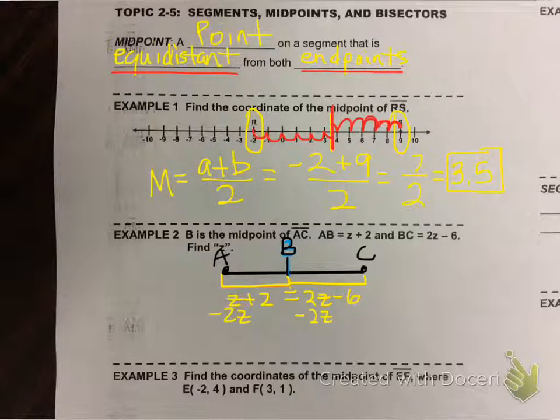So subtract 2z, so I'm going to have negative z plus 2 equals negative 6. Now what? Subtract your 2, good. So negative z is negative 8. So what's positive z? Positive z, therefore, is positive 8.